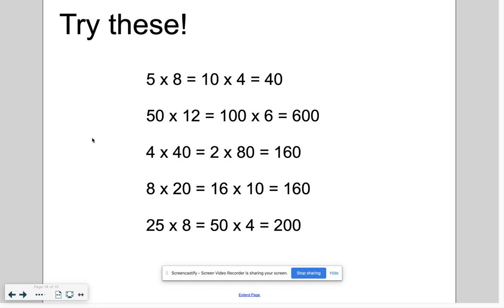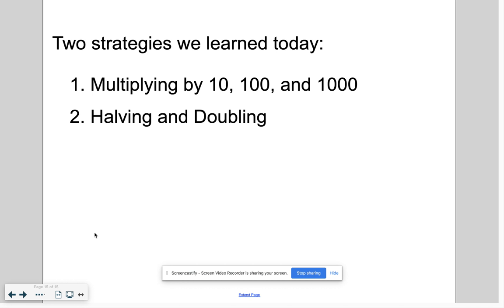Some of these are a little trickier, but these ones here will certainly help you going forward. If you have got a number that you have to multiply, and it's a bit tricky, but you think you can double or half one of them to get a friendly number, then go for it because that will make your job a lot easier. So let's take a look at what we've learned. We learned about multiplying by 10, 100, and 1,000, and we learned this halving and doubling strategy.